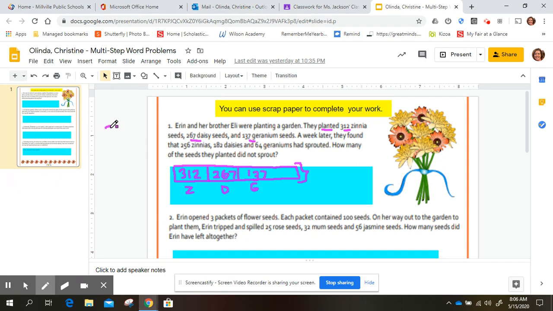It's difficult to add them sideways, so you'll want to write them up and down like this on the side of your paper, making sure that you're lining up each number in the correct spot for its place value. And then 7 plus 7 is 14, plus 2 is 16. 6 plus 3 is 9, plus 1 is 10, plus 1 is 11. 3 plus 2 is 5, plus 1 is 6, plus 1 is 7. So Erin and her brother Eli planted a total of 716 seeds. Total planted.